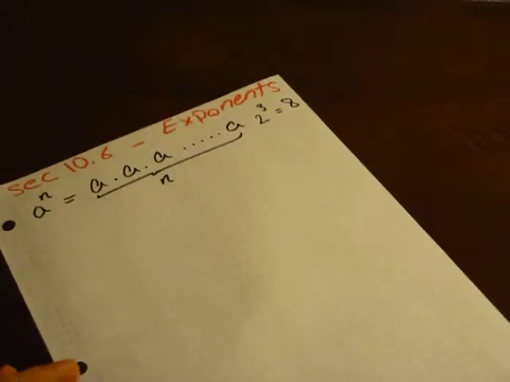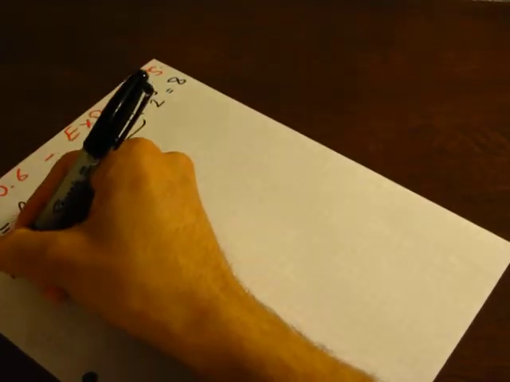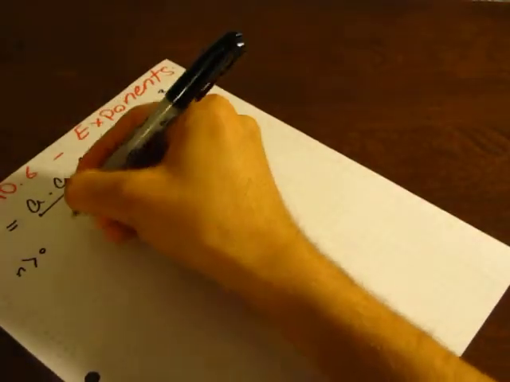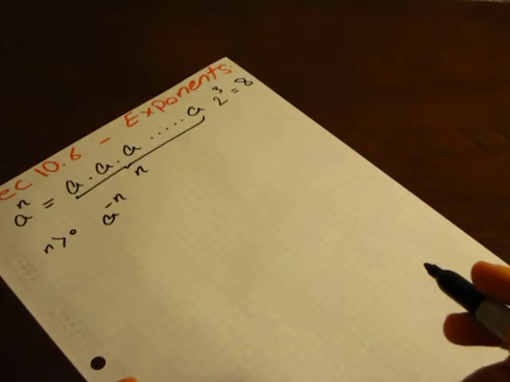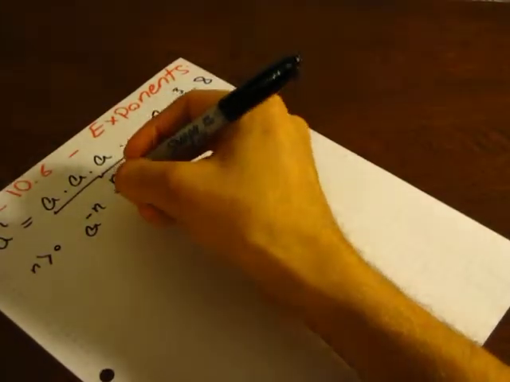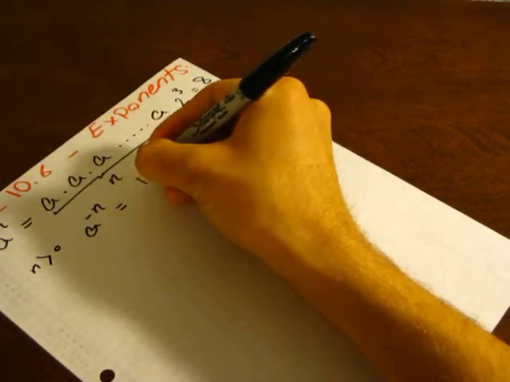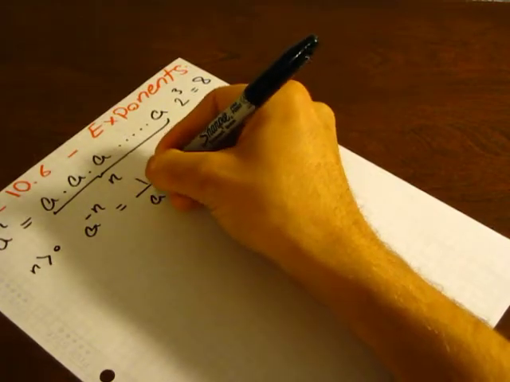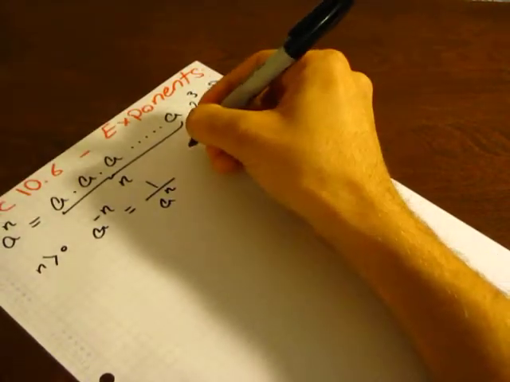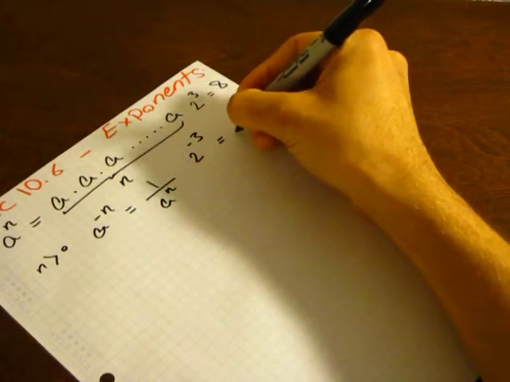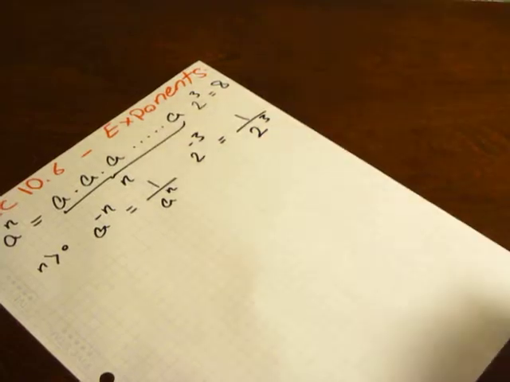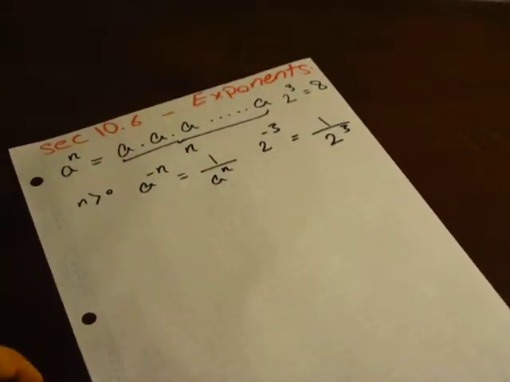The second thing that I'm going to mention, every time I have a negative power, for example, I know n is greater than 0, so a to power of negative n, so negative n is a negative number. It is equal to 1 over a to power of n. For example, 2 to power of negative 3, it is equal to 1 over 2 to power of 3, which is 1 over 8.